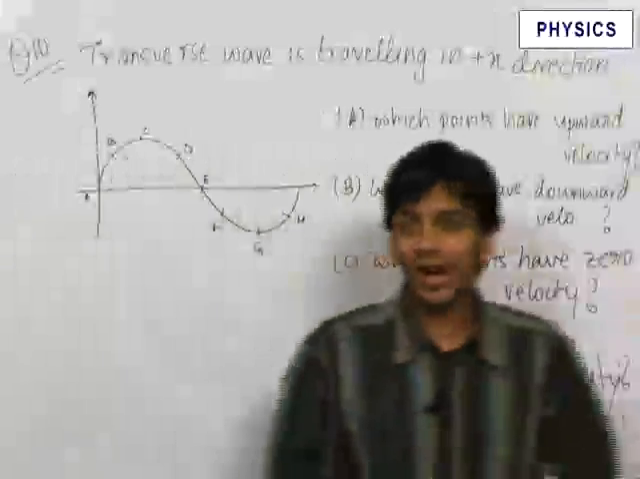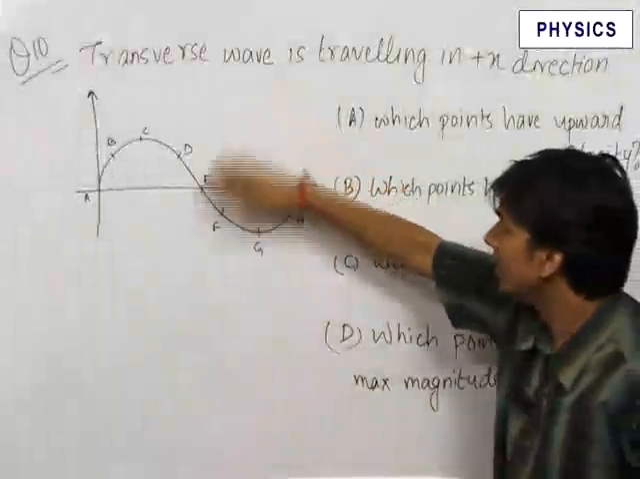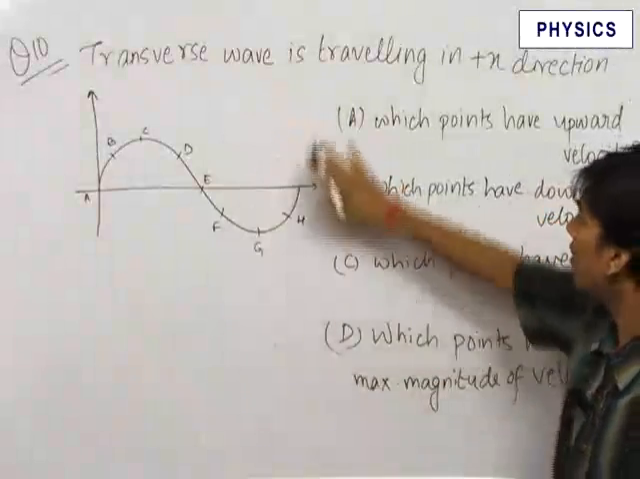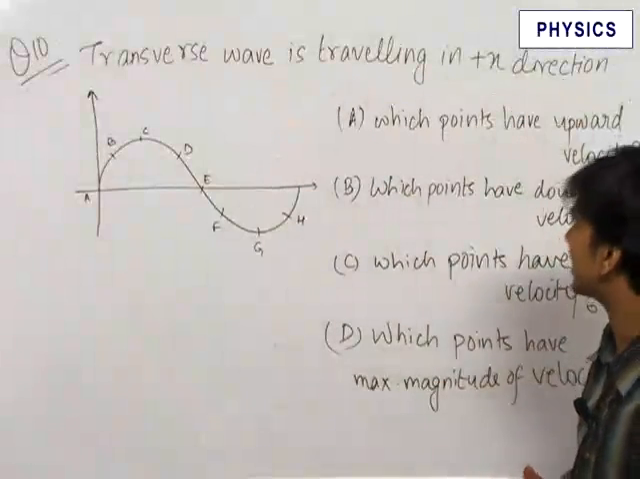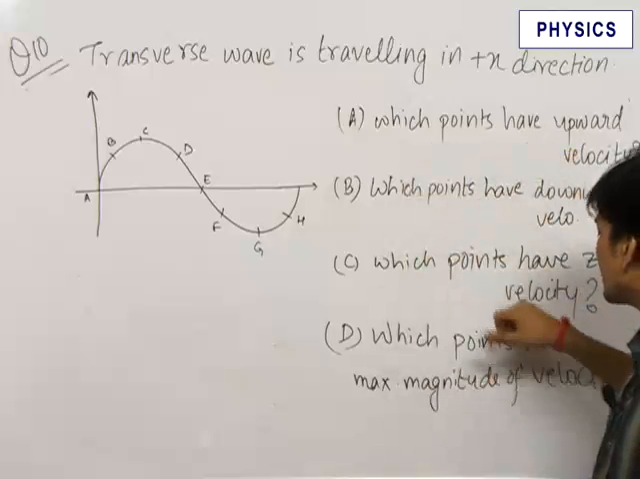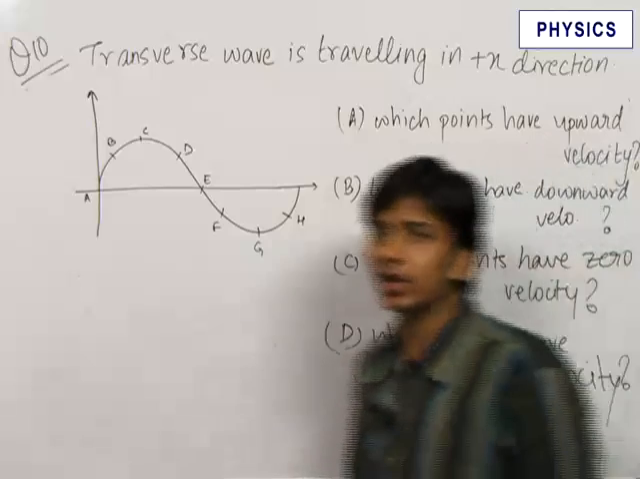The 10th question that we have is a very important question from IIT JEE point of view because it teaches you how to interpret graphs. We have a transverse wave traveling in the positive x direction. We need to find out which points have upward velocity, downward velocity, zero velocity and maximum magnitude of velocity.